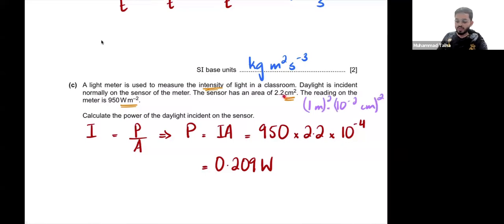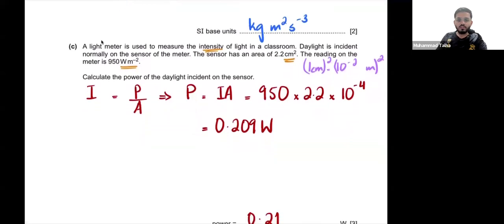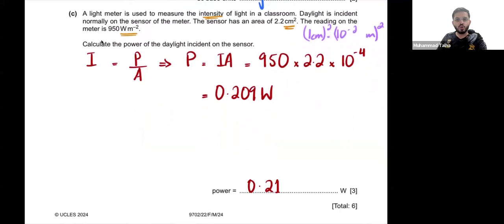So to convert centimeter square to meter square, oh, I guess I messed this up. This is meters. This is centimeters, right? So I just square both of these, and then I get 10 to the negative 4 as the square of 10 to the negative 2. And then I just go on and find the answer, which is 0.21 watts, correct to 2 SF.